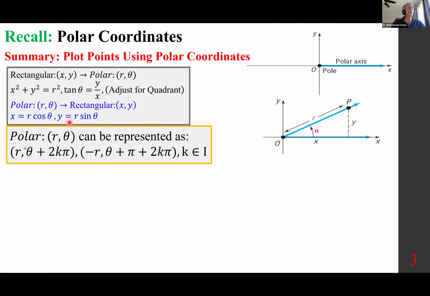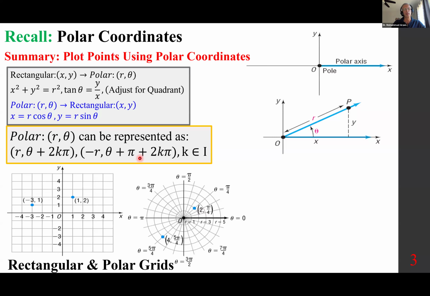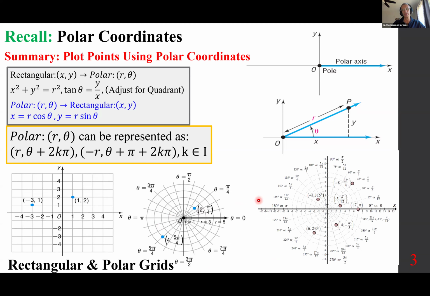And polar forms can be represented in infinitely many different ways because we can add 2k pi. If you want r to be negative, then we add odd multiples of pi. And these are some examples in a rectangular coordinate grid versus a polar grid. Note, a pole has coordinates (r, theta), where r is 0 and any theta will do.